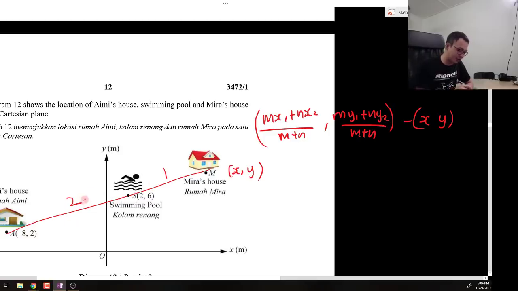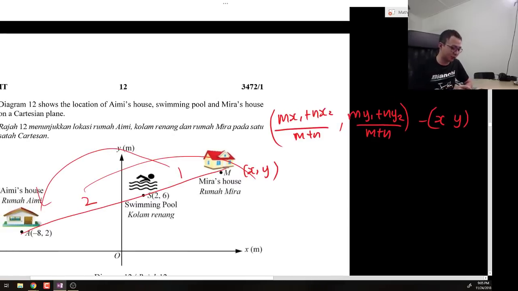Cross multiply, you should know, but you always need to cross multiply. So 2 multiplied with x, I got 2x. And 1 multiplied with negative 8, so 2x plus negative 8 over 2 plus 1 equals the middle x value, which is 2. Then the same thing for the y equation: 2 multiplied by y, 1 multiplied by 2, so 2y plus 2 over 2 plus 1 equals the y coordinate, 6.